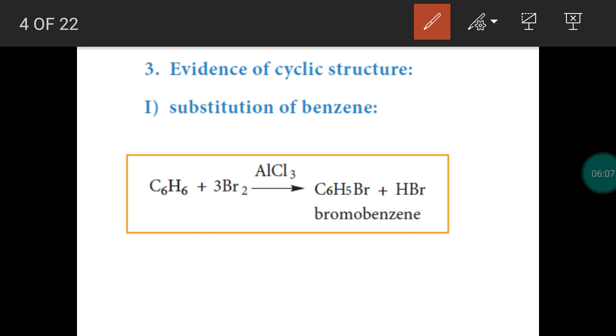To mention the benzene as a cyclic chain, we have to give the evidences. First one, it involves in substitution reaction. So if benzene is answering the substitution reactions, it is clear that it is having a cyclic chain. With the bromine, benzene involves in substitution reaction in the presence of aluminum chloride. It gives bromobenzene. So benzene gives mono-substituted product. It is a cyclic compound.